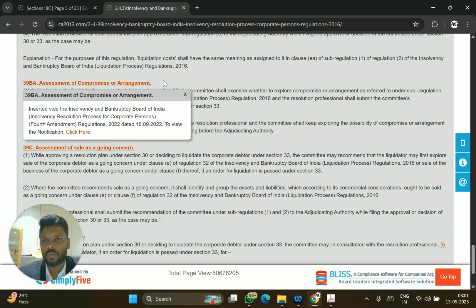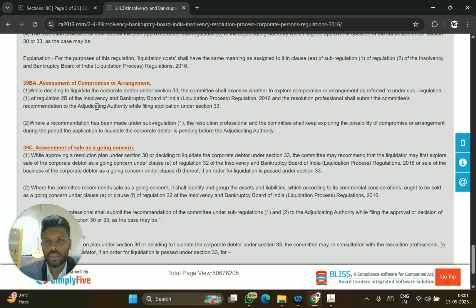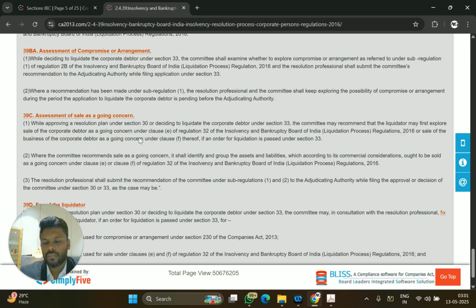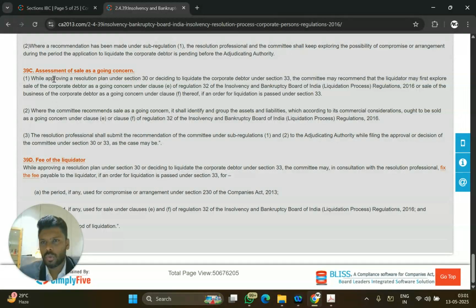Second, assessment of compromise and arrangement. Whether the COC, while putting the company into liquidation, wants to explore compromise and arrangement as referred under Regulation 2B. Then, whether the COC wants to assess an option to sell the company as a going concern during the liquidation. If yes, then the COC generally passes a resolution saying that after approval of liquidation, the liquidator shall make efforts to sell the company as a going concern. Going concern in that sense means the company is not required to be dissolved. The company, along with its rights, title, interest and everything, will be transferred to a particular buyer, and he will continue the company in its own name without dissolving the company.